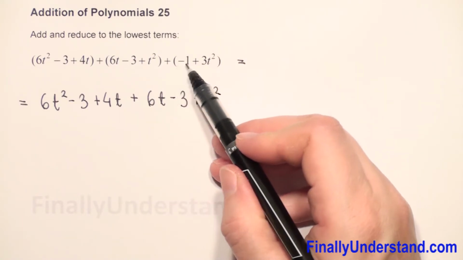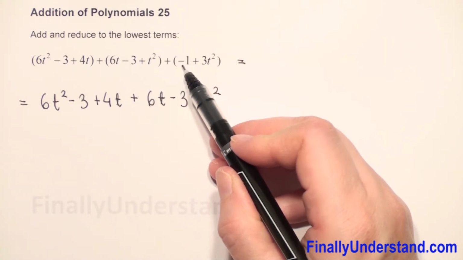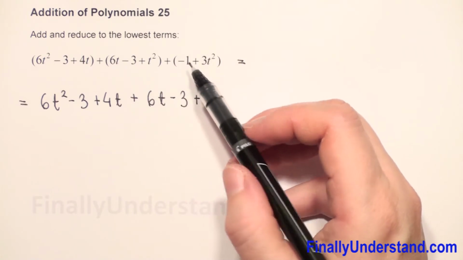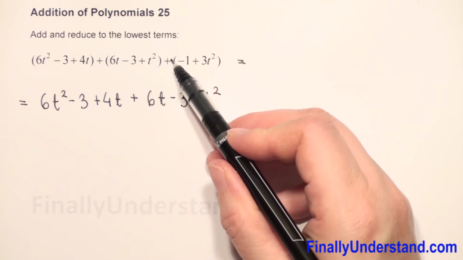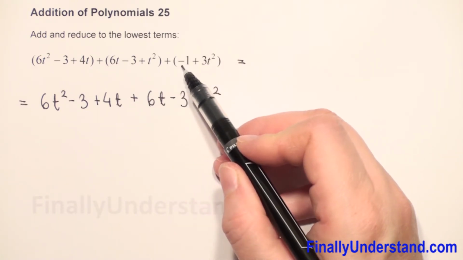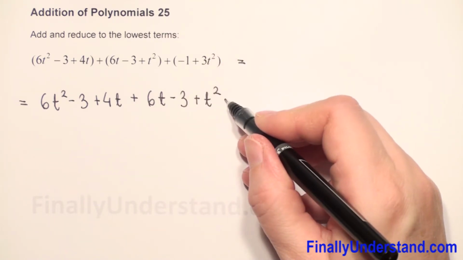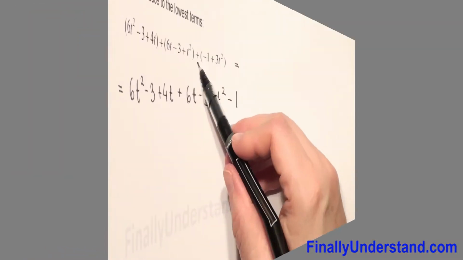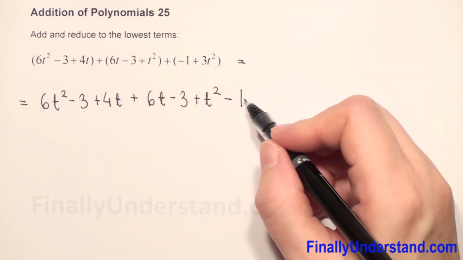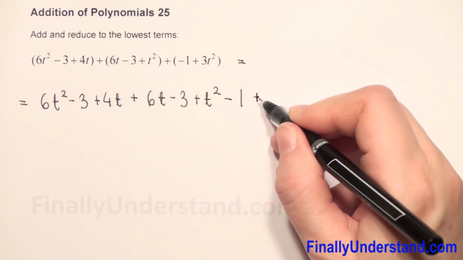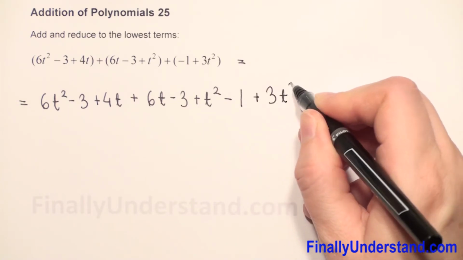And we have now positive and negative, so we have to keep the sign negative, because here is like invisible 1. 1 times negative, positive 1 times negative, give me negative. Positive sign times negative, give me negative, and 1 we copy. And we have plus 3t squared.